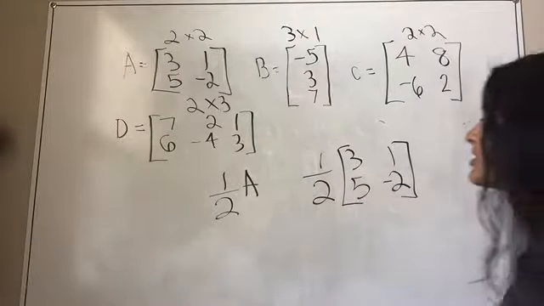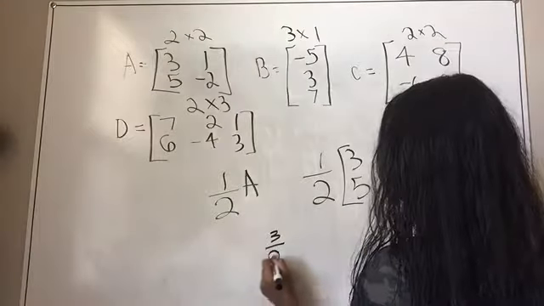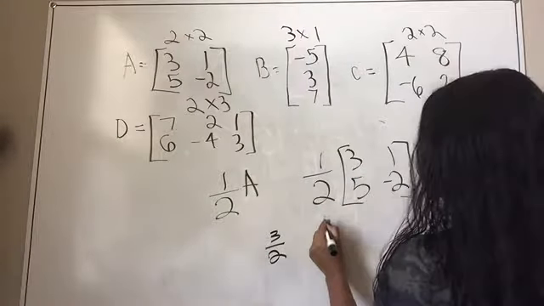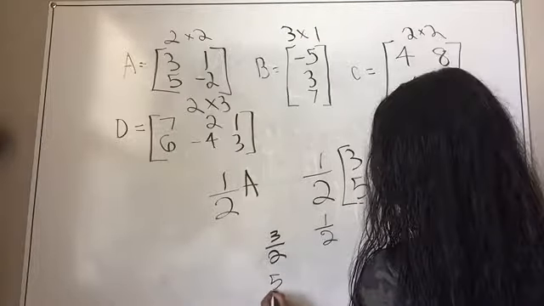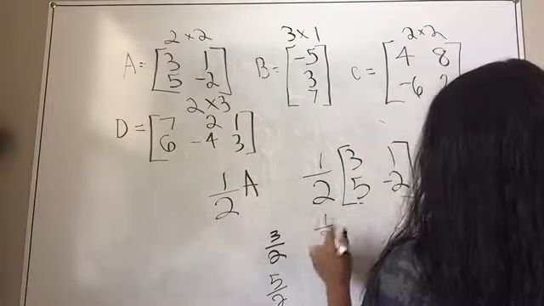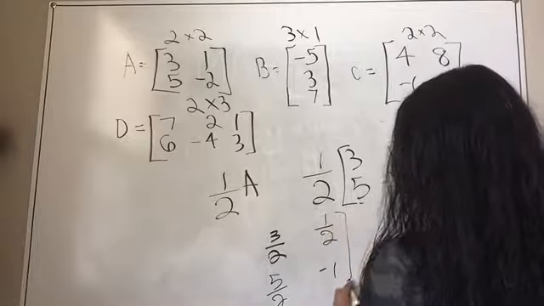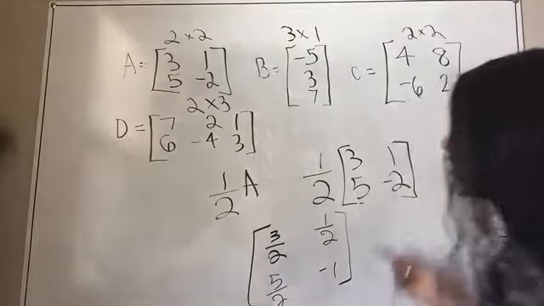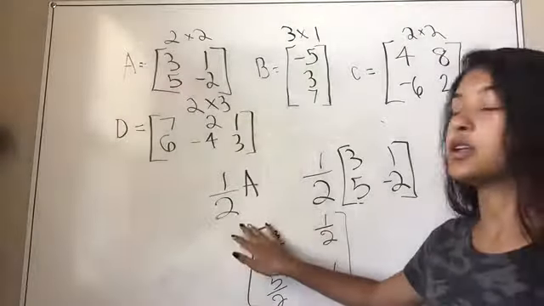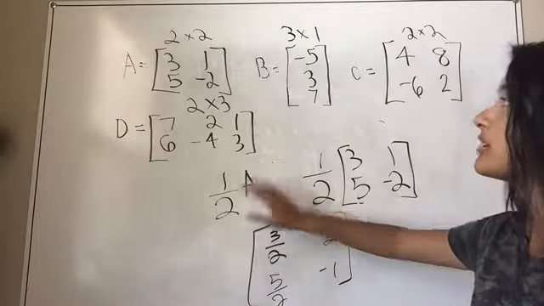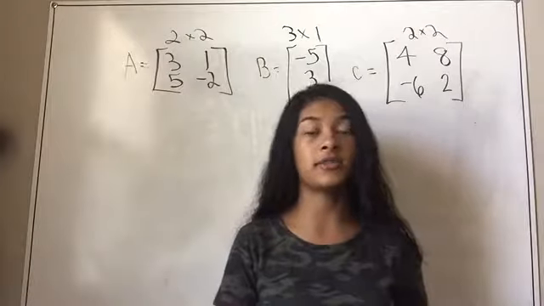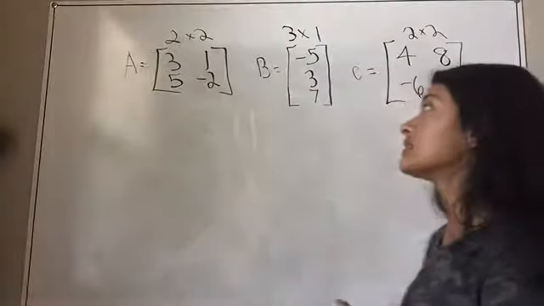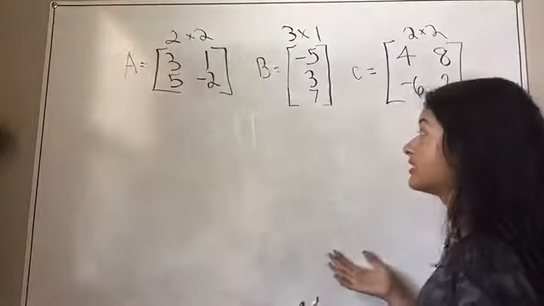So 1/2 times 3, 3/2. 1/2 times 1, 1/2, 5/2, and negative 1. So that is also common, and this can make it look confusing, but just remember it's just like you're distributing right across. So now multiplying a 2 by 2 matrix is a little different than adding or scaling.